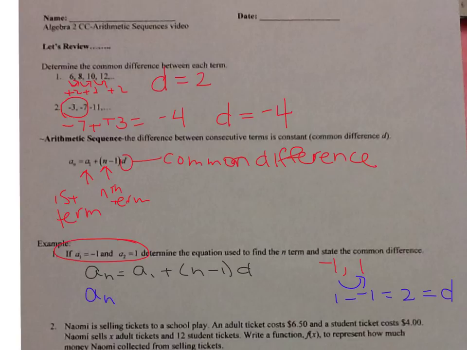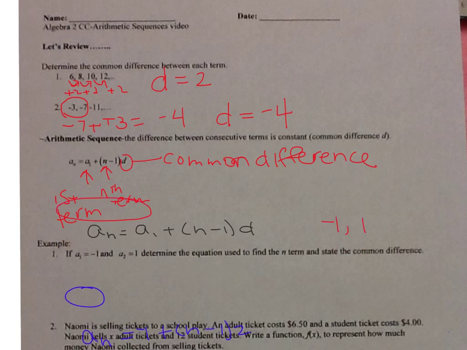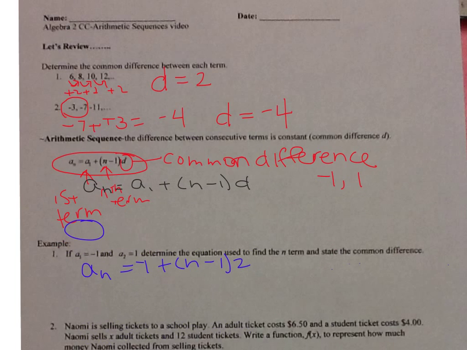So 2 is my common difference. So I have a sub n equals a sub 1. a sub 1 is negative 1, plus n minus 1 times the common difference, which is 2. Now, if it asks for the equation, you could leave it like that. You wouldn't see it written like this if it was multiple choice, so I'm going to simplify this. So this would be a sub n equals negative 1, distribute the 2, so I get plus 2n minus 2. So here's my formula: a sub n equals 2n minus 3.